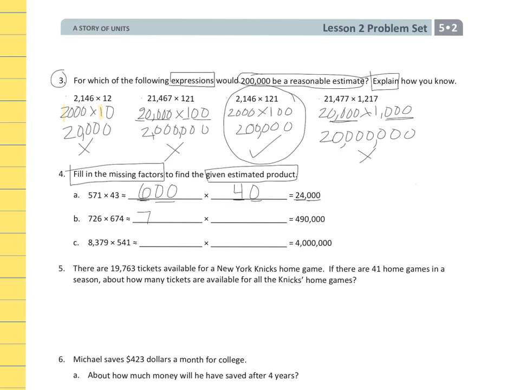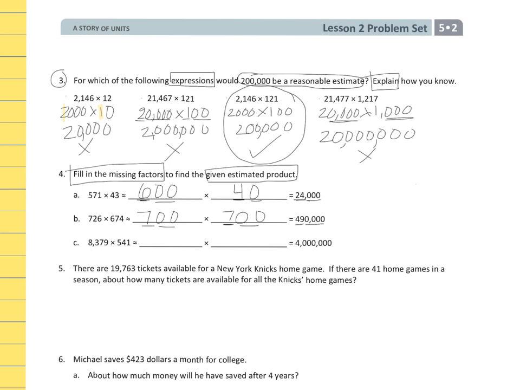726, that's close to 700. 674, that's close to 700, not 600. Because if you look, 7 times 7, does that give us 49? It sure does. And we're going to add 2 zeros plus another 2 zeros. We're going to add 4 zeros altogether, so that would give me 490,000.